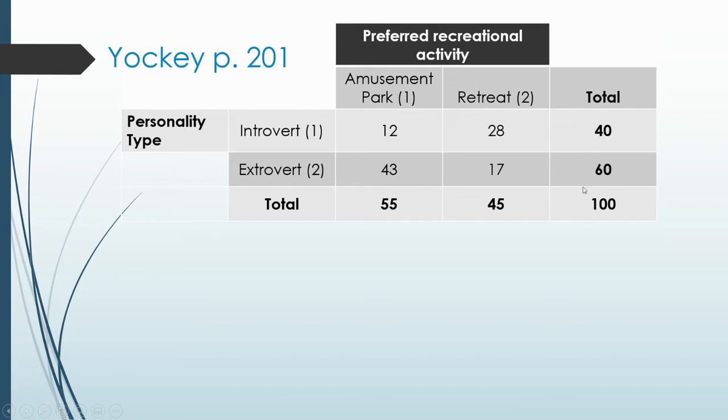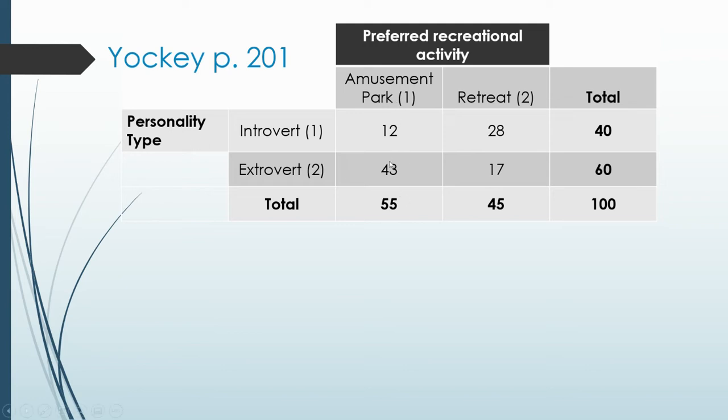So it's kind of difficult to say, yeah, definitely the introverts like retreats more and the extroverts like amusement parks more. We might expect that based on what we know about introversion and extroversion. But what we need to do is to follow through with the analysis and determine if the numbers in these cells truly reflect differences between personality type and the activities that they select.